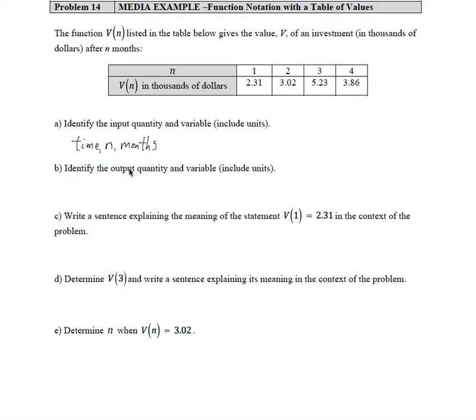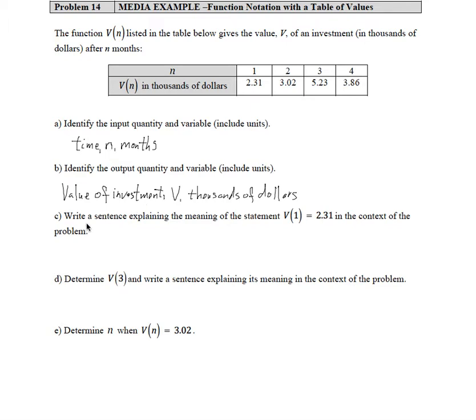Part B, identify the output quantity and variable. The output quantity is value of the investment. The variable is V, and the units are thousands of dollars. And you have to be careful with that kind of a unit. If you look at your output data in the table, 2.31 in thousands of dollars, to get the actual dollar amount, we need to multiply that by 1,000. Same for each of the other output values.